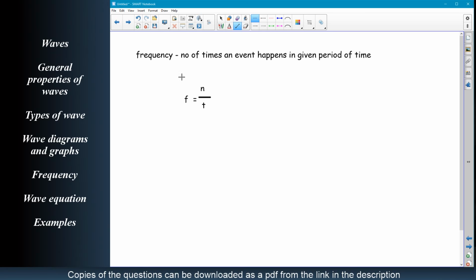So frequency equals n over t. Frequency: number of events divided by the time taken. Now that is true for all waves. And if you're going to learn one equation for frequency, learn this one.